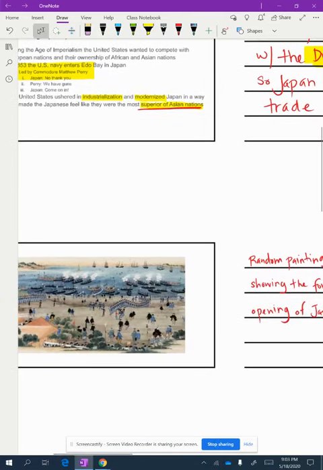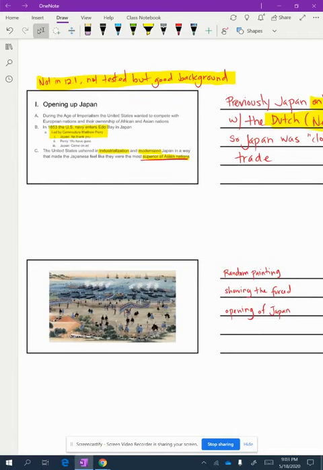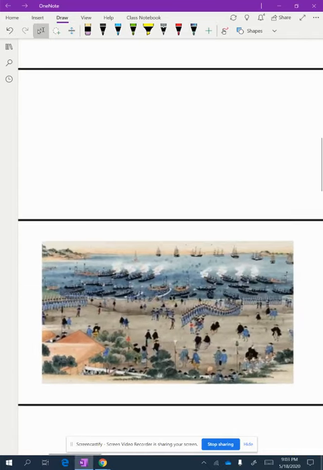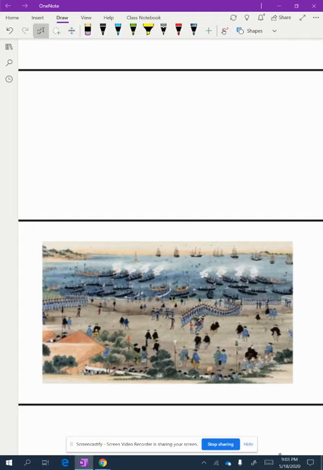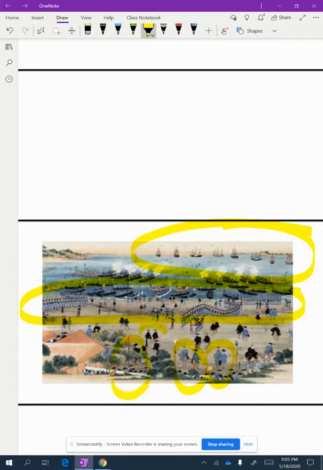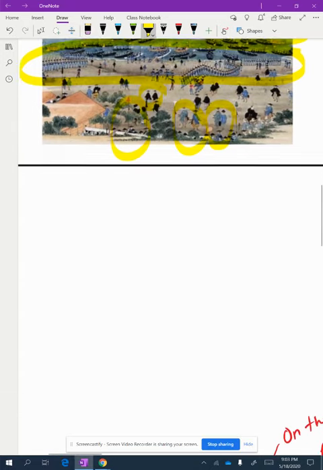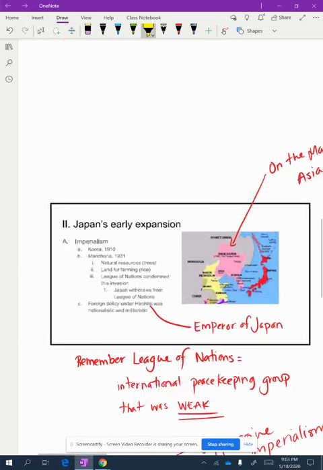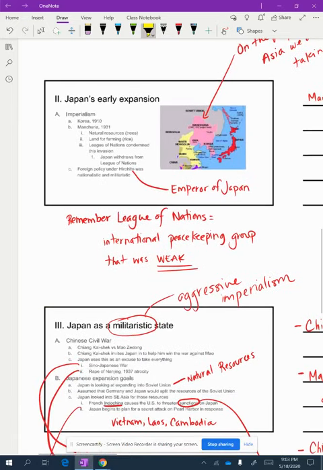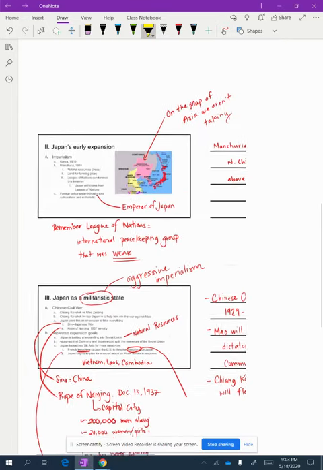So here I just have a random painting showing the forced opening of Japan. As you can see here, you've got all of the American ships out in the distance. You've got all of these American soldiers coming up on the beach. And then here you have random Japanese couples just watching and observing. The United States is showing a strength of force when they're coming in to take over Japan.